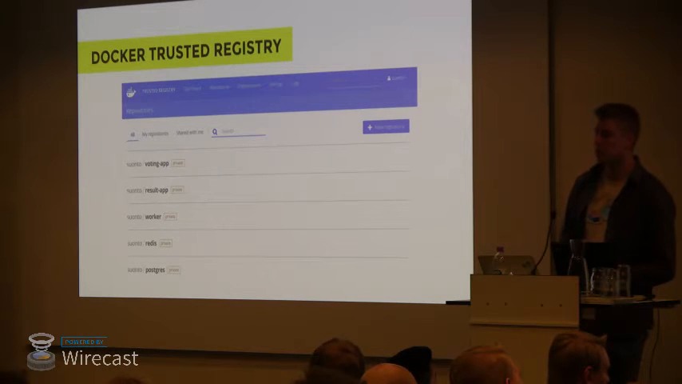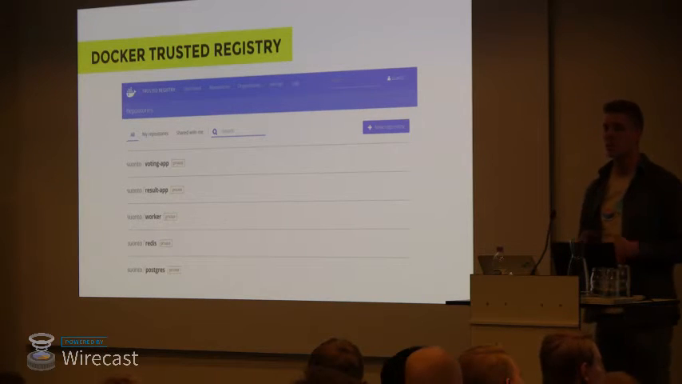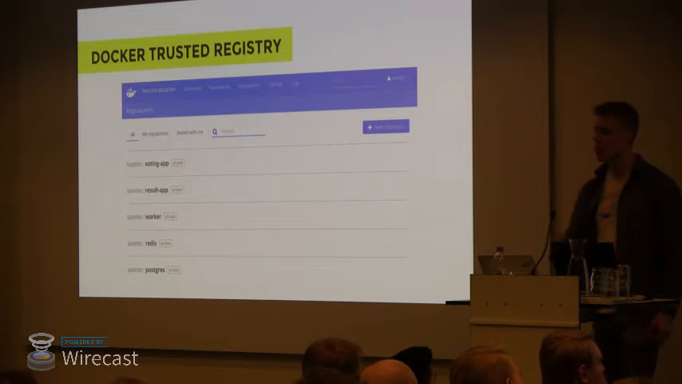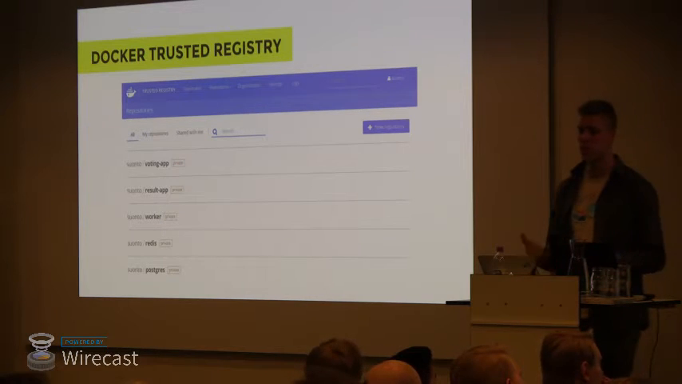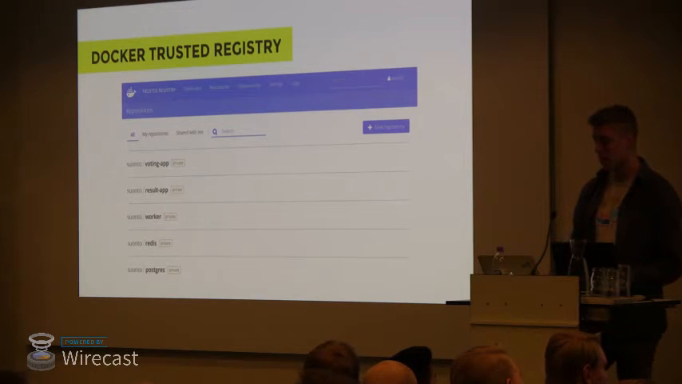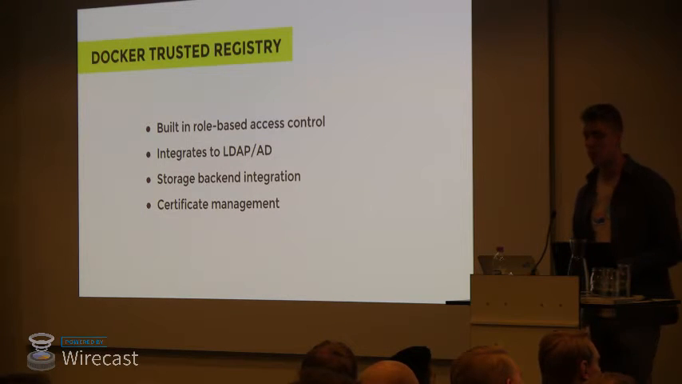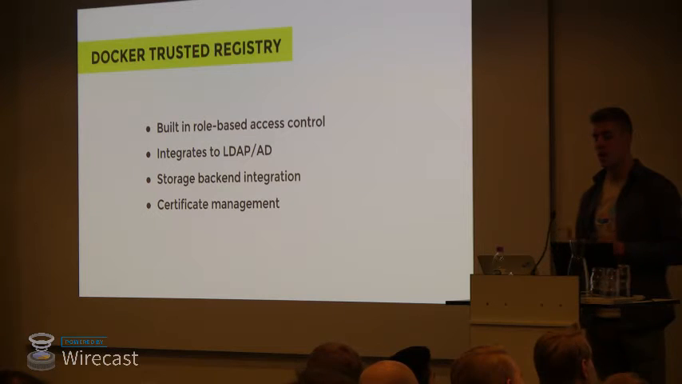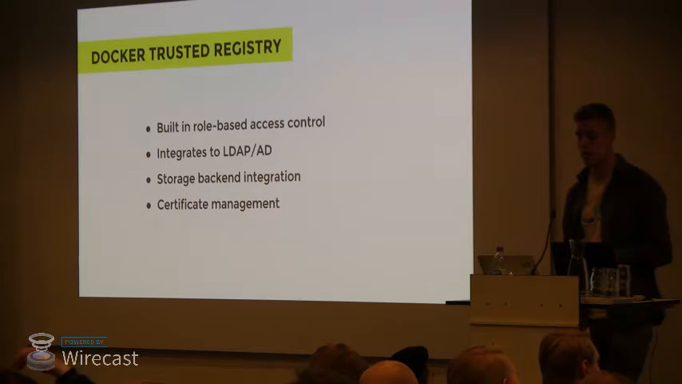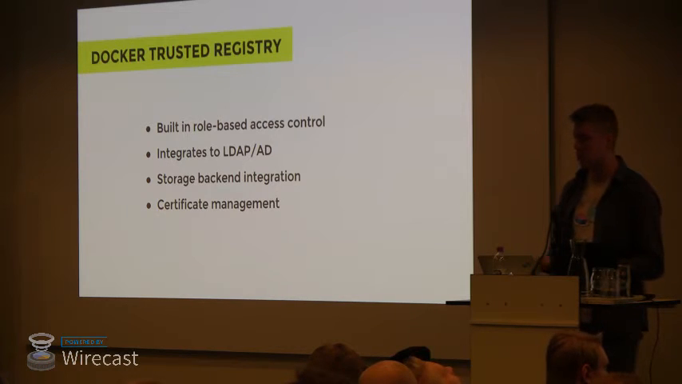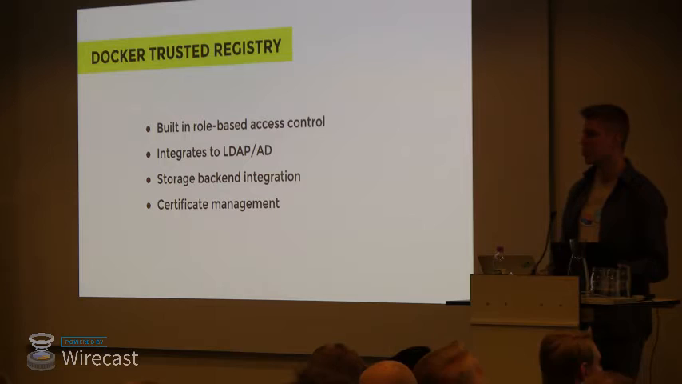Docker Trusted Registry just stores the images. The product is just the UI to see and browse your repositories and delete them if you want. It is basically the same kind of access control that also integrates, and it also has integration to storage backends. The last thing that I want to mention is that in the UI you can also edit your certificates, so the management is a bit simpler that way.